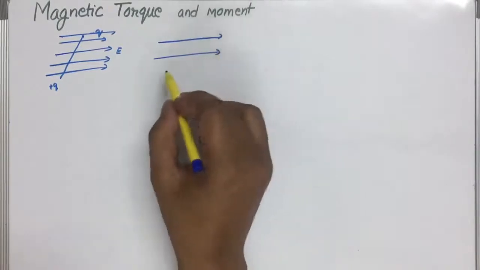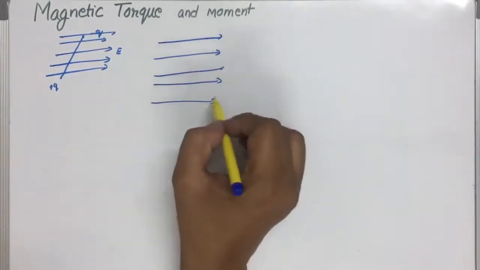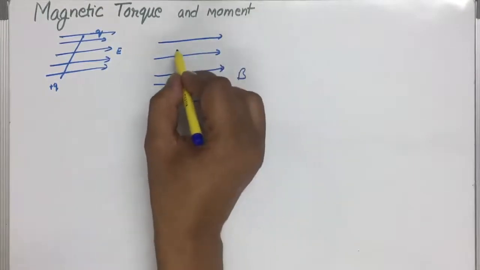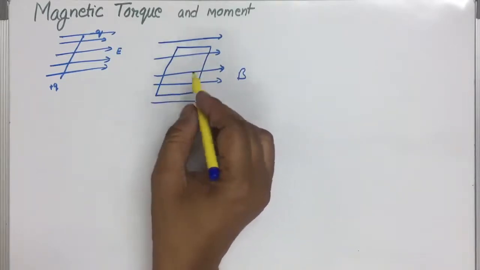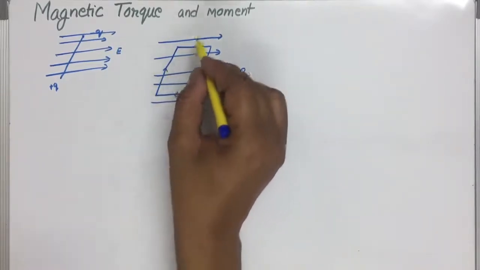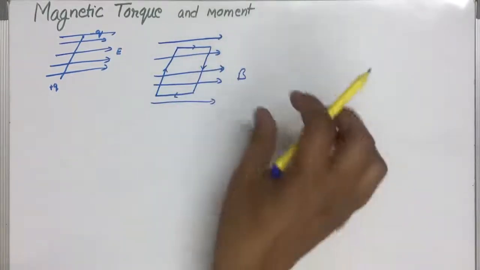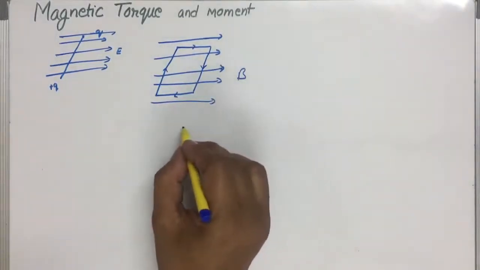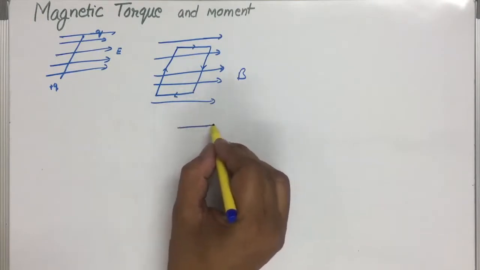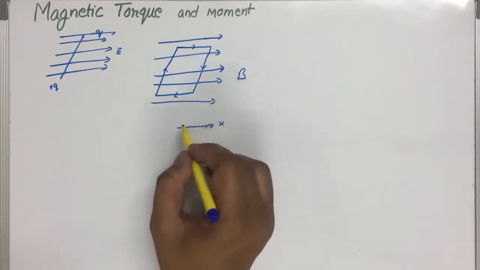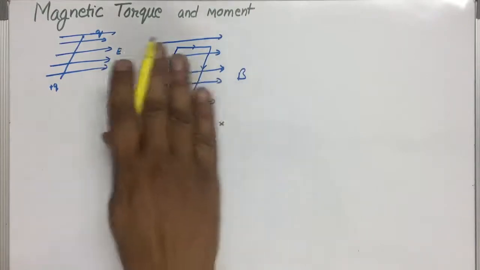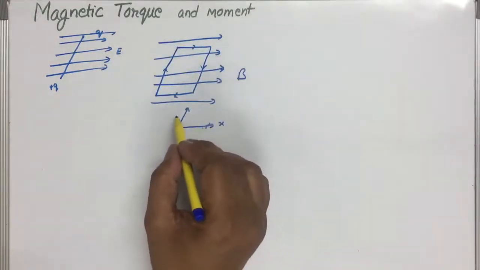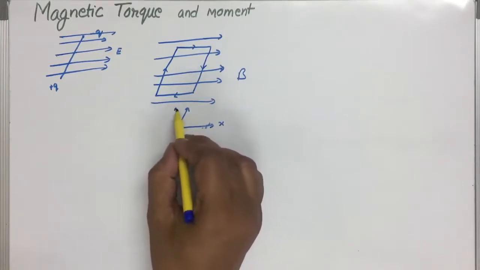This is the magnetic field B. A current carrying loop is there. Assume that the current is flowing like this. Here the field is in the x direction and the conductor loop is placed in the xy plane, and this is the z direction.